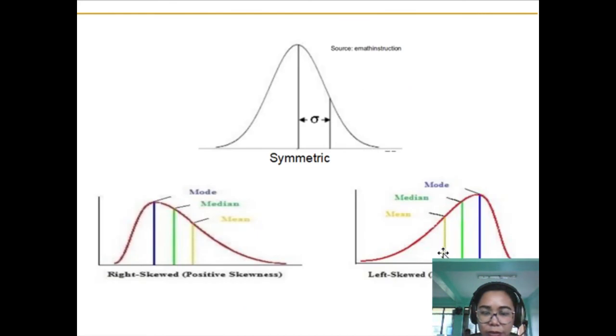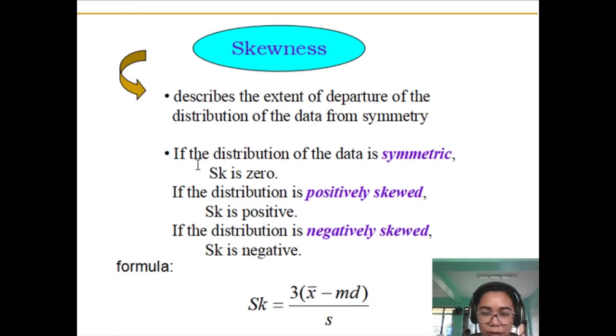And for a negatively skewed distribution, we observe a tail on its left and the mode is greater than the median and the median is greater than the mean. Okay, we expect the value of the skewness of a negatively skewed distribution to be negative. So this is how we calculate the skewness. Sk equals 3 times the difference between the mean and its median divided by its standard deviation. Okay, we will use the same data set.